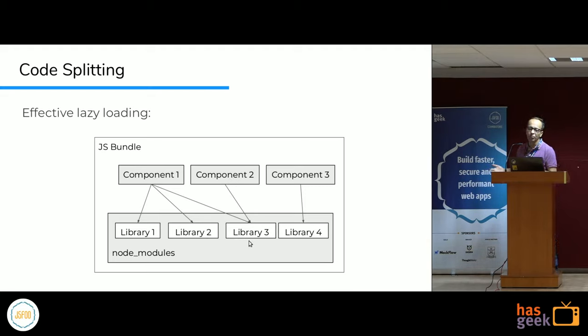So you would want to analyze how much of a gain, or lack of gain, you are making by actually code splitting, because a lot of times the dependencies are not as simple and as clear as shown in this diagram. So if I would have done code splitting for component three, it would have been relatively simple. Component three and library four would have been removed from this particular JS bundle, and would be loaded as a separate bundle.